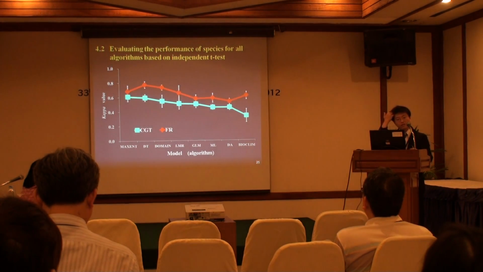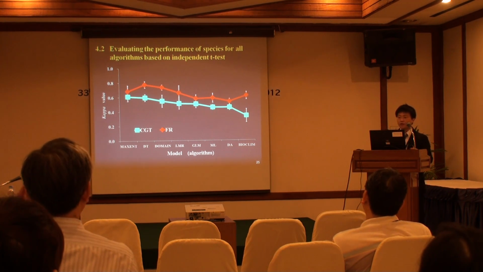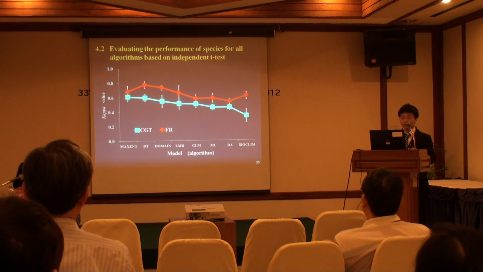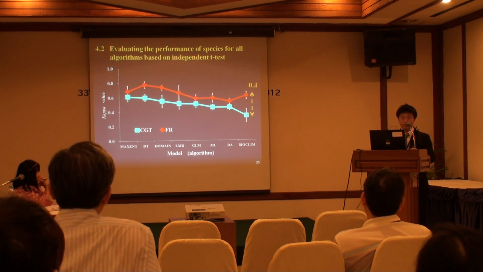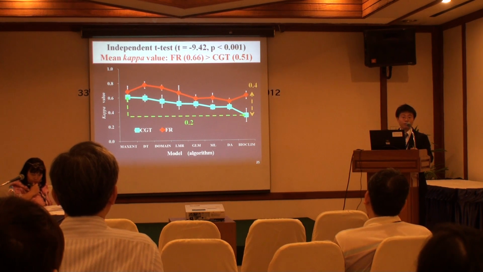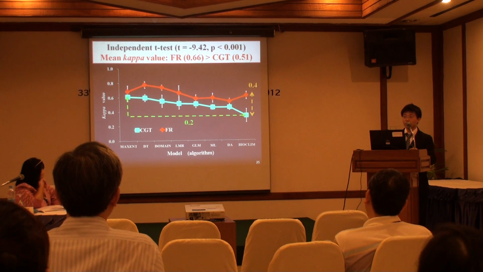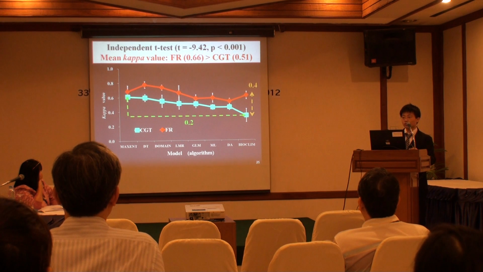And we summarize that in the line curve to indicate the model performance is influenced by 2 factors. One is species trait, and the other one is the different modeling algorithm. And the variance in model performance across the species traits is greater than across the different modeling algorithms. In addition, according to the independent t-test, we find the mean kappa value for modeling the FR species is overall higher than the CGT species. So the ecological trait will influence the model performance.